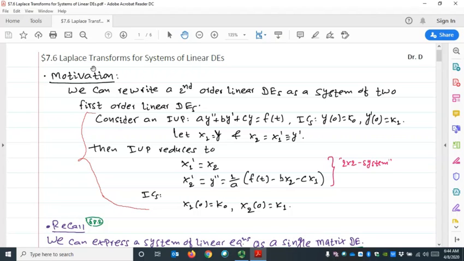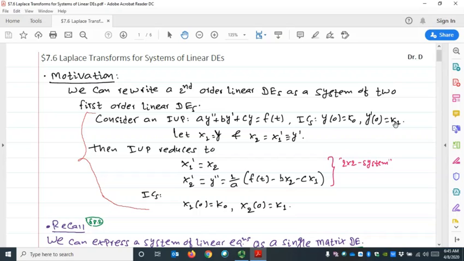First, a motivations discussion. We can rewrite a second order linear differential equation as a system of two first order linear differential equations. For example, consider an initial value problem of second order, ay double prime plus by prime plus cy equals f(t), with initial conditions y(0) equals k0, y prime(0) equals k1.